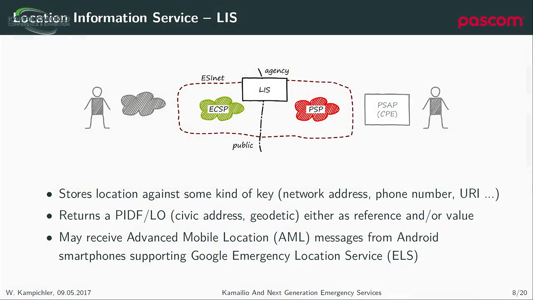Another important element is the location information service itself. It stores a location against some kind of key. So here is just a database that provides wired addresses, for instance, or wired connections. Or nowadays, it could be something that's received via Advanced Mobile Location. You may have heard about that one year ago.